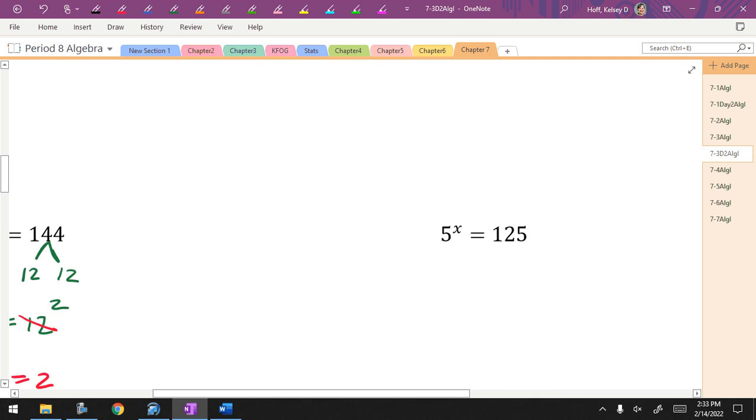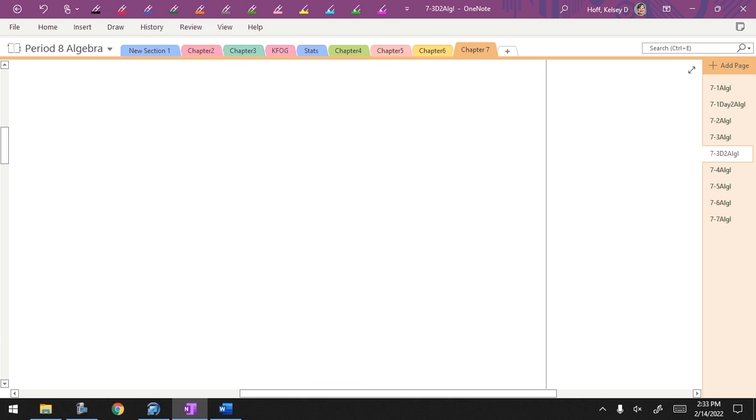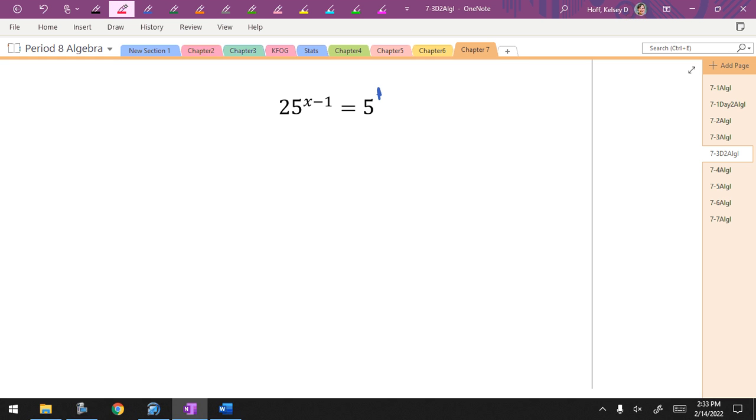Top right. 25 to the x minus 1 equals 5. What's my exponent on 5? 1. Okay, it's a 1. What do you think? What base do you think I should have here? 5. Okay, so this time a little bit different. We're going to change the base that has the exponent. And really 25 is 5 times 5, yes? So I could replace 25 with 5 squared.